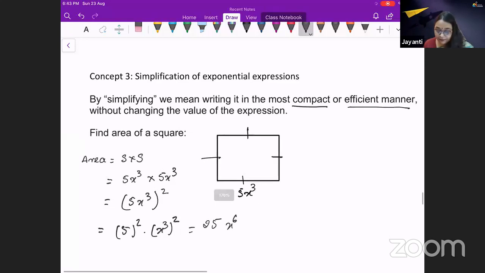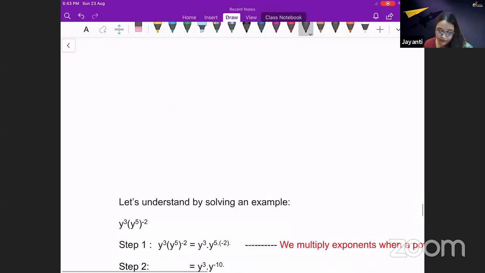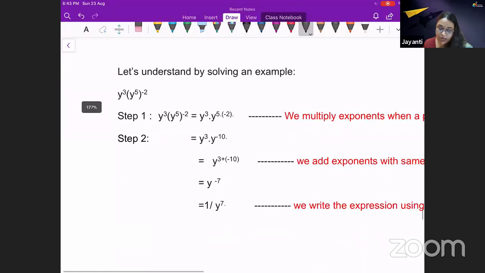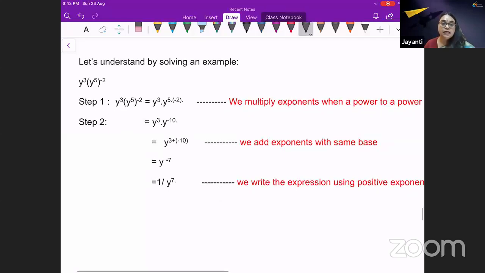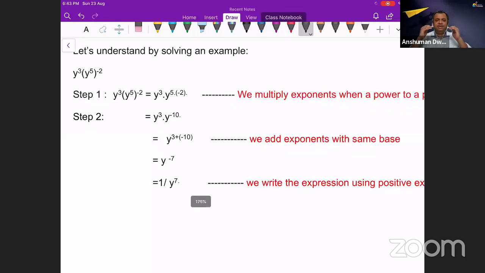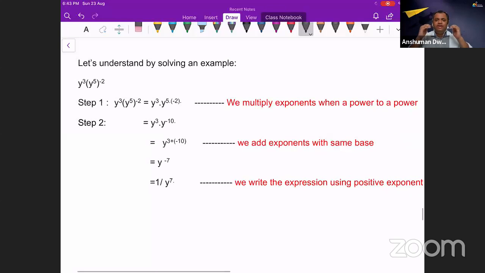Now let's understand simplification a little deeper. We'll do it step by step. Now I have actually written down the steps so that you can all see them. Okay. This is how to solve y cube into y to the power of 5 whole to the power of minus 2. Please take your copies and start solving along with me, step by step.